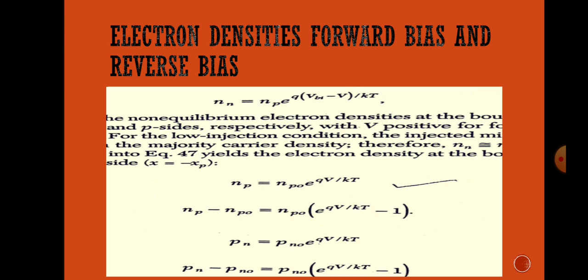For low injection condition, the injected minority carrier density is much smaller than the majority carrier densities. Therefore, for Nn much greater than or equal to Nn0, substituting this condition will yield the electron density at the boundary of the depletion region on the P side, that is x equal to minus xp. So Np is equal to Np0 e to the power qV by kT, or Np minus Np0 is equal to Np0 (e to the power qV by kT minus 1). So Pn is equal to Pn0 e to the power qV by kT. Pn minus Pn0 is equal to Pn0 (e to the power qV by kT minus 1), at x equal to xn for the N-type boundary.